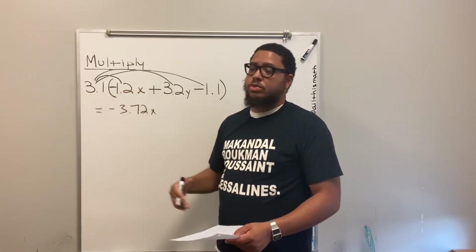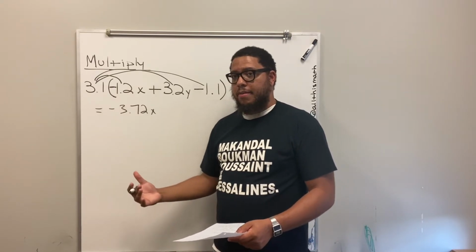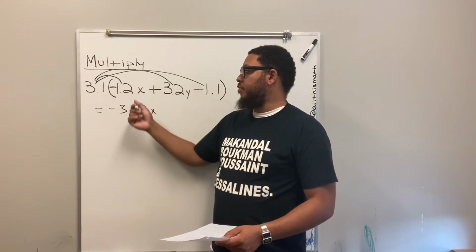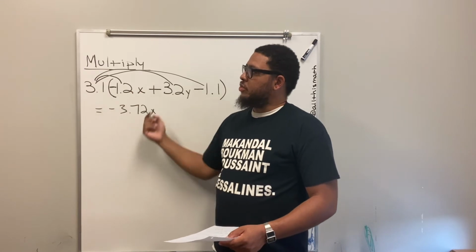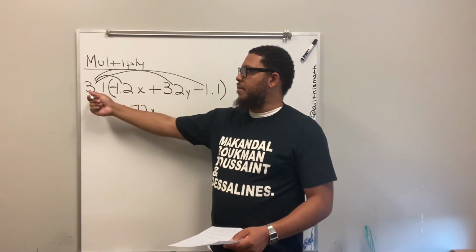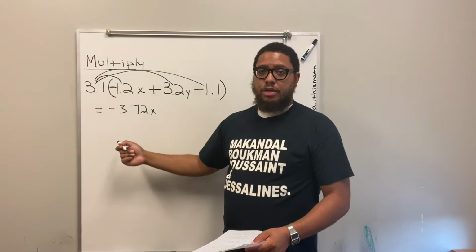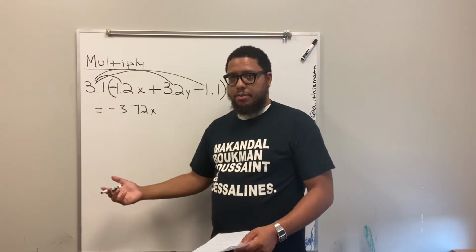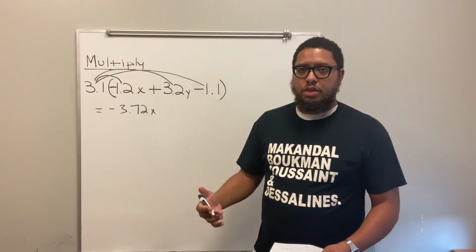This negative 1.2 tells us how many x's we have, or how many unknown values we have. We have negative 1.2 of them. So if you expand them by multiplying by 3.1, now you have negative 3.72 of them, which comes as a result of doing the multiplication.